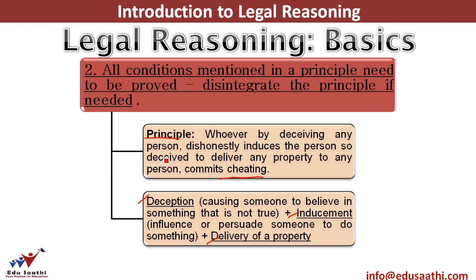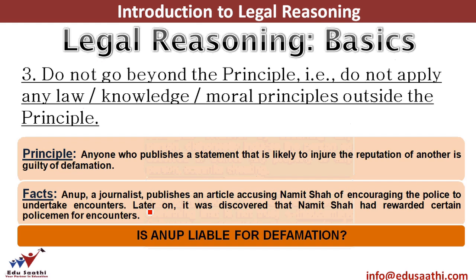So to add to your convenience, you must develop the habit of disintegrating and segregating the principle, so that nothing is missed out and you see the applicability and presence of all the ingredients of the principle, so that there must be deception, inducement and delivery of property. These three ingredients together would form the tort of cheating. If any of the ingredients is absent, that would not amount to the tort of cheating.